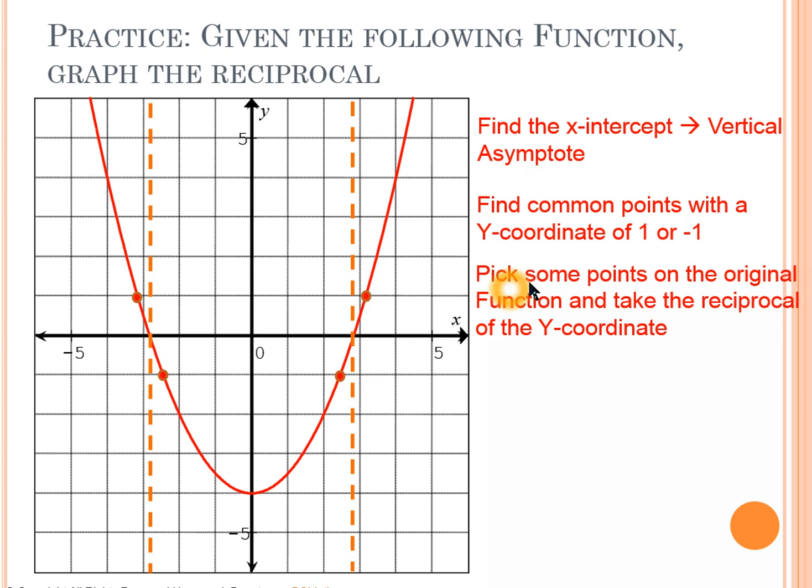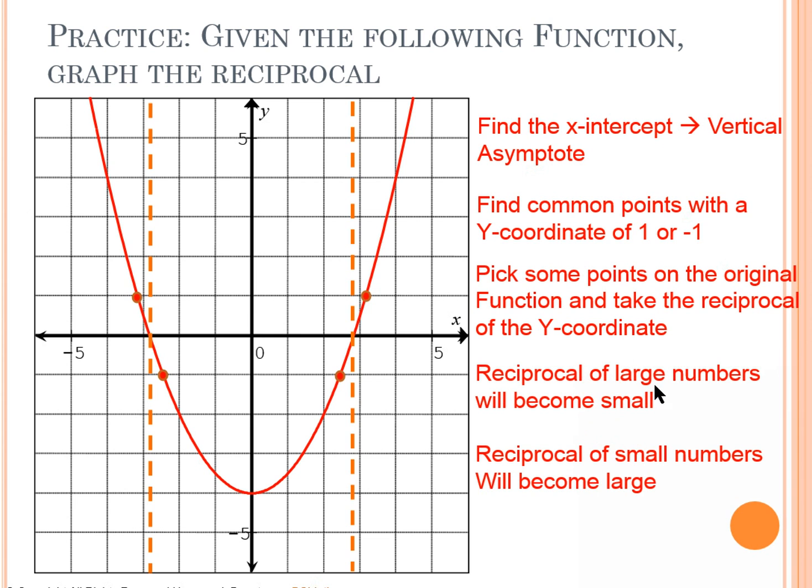All right, next thing we have to do is pick some points on the original function and take the reciprocal of the y-coordinate. So now we got to find some random points. And once again, the reciprocal of a large number will be small, and the reciprocal of a small number will become large. So going back to this third step right here, I need to find some random points. So here's a random point right there. Now I'm going to be very honest with you. I don't know the exact height. It could be 1/2. It could be 0.3. I'm really not sure what this height is, but I do know that this height right here is a small number. So the reciprocal of a small number will become large. So once I take the reciprocal of this, it might be up here, for example.